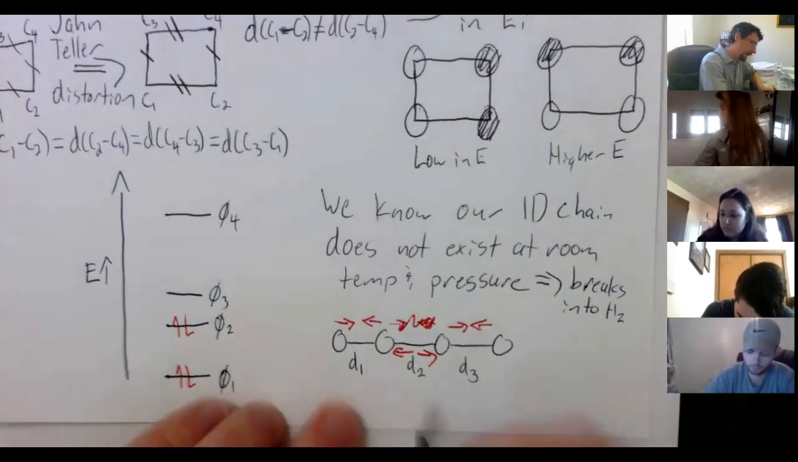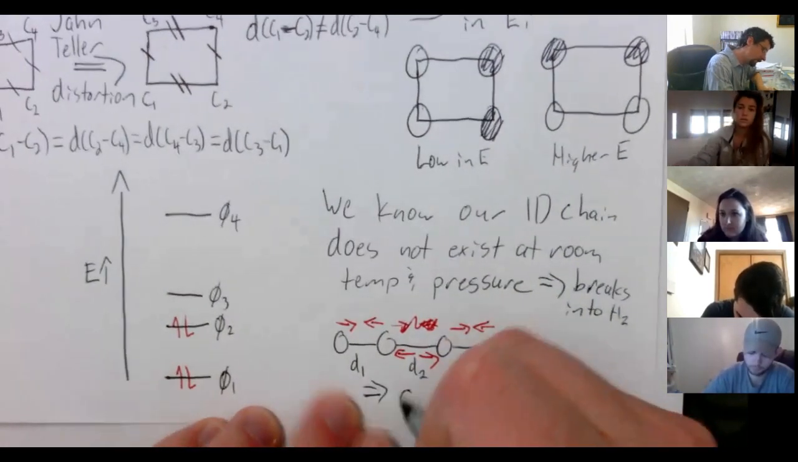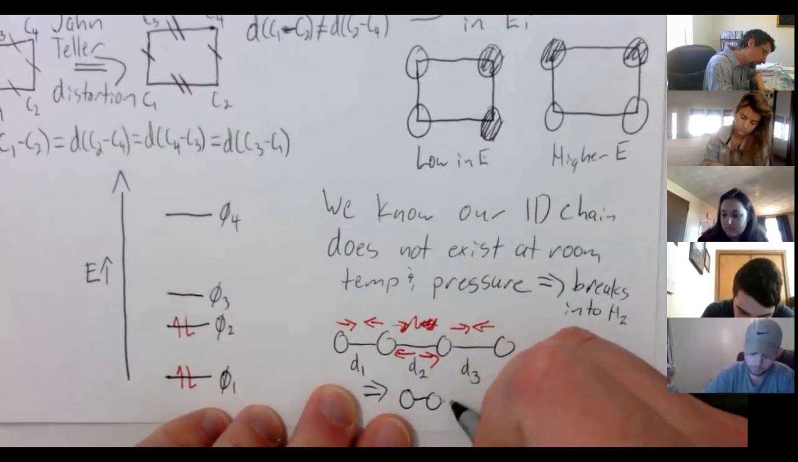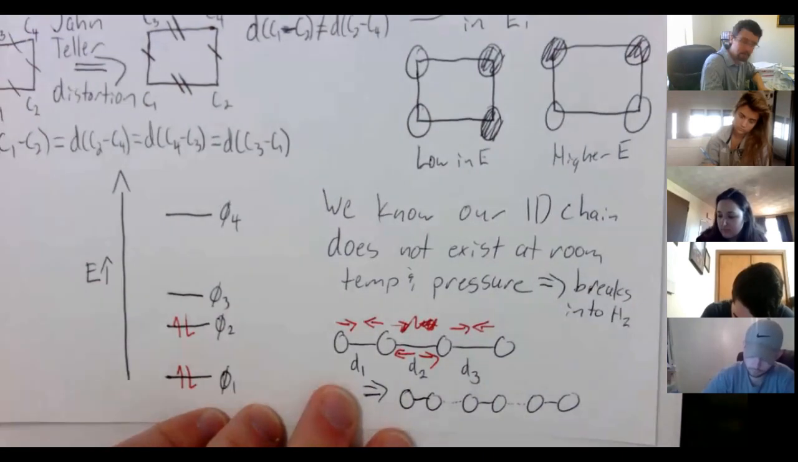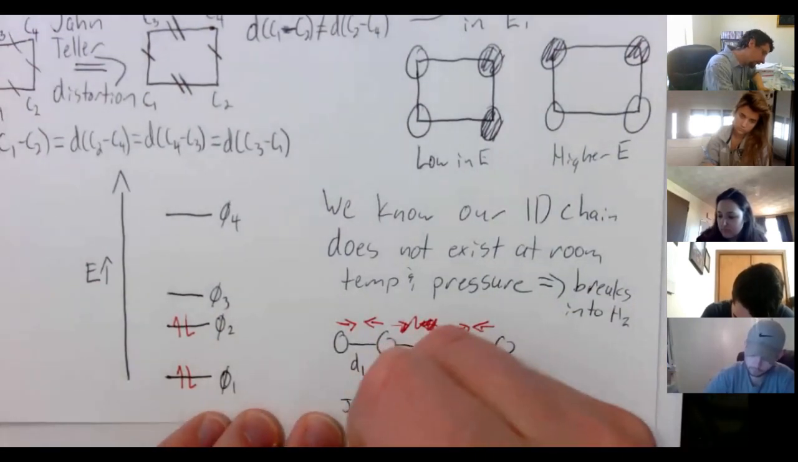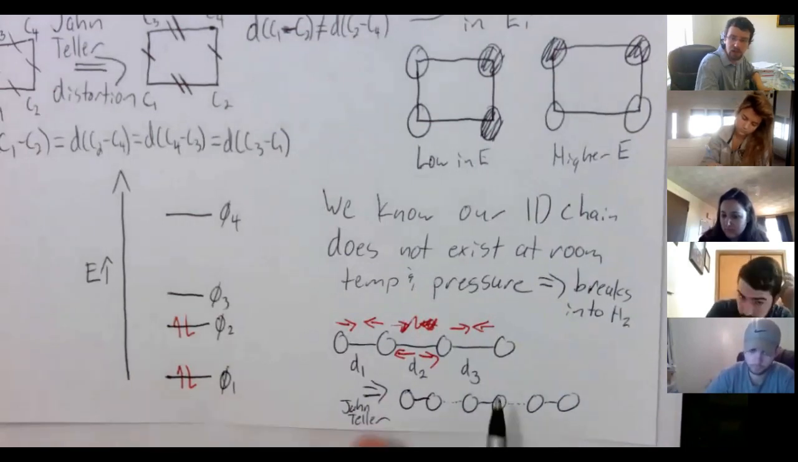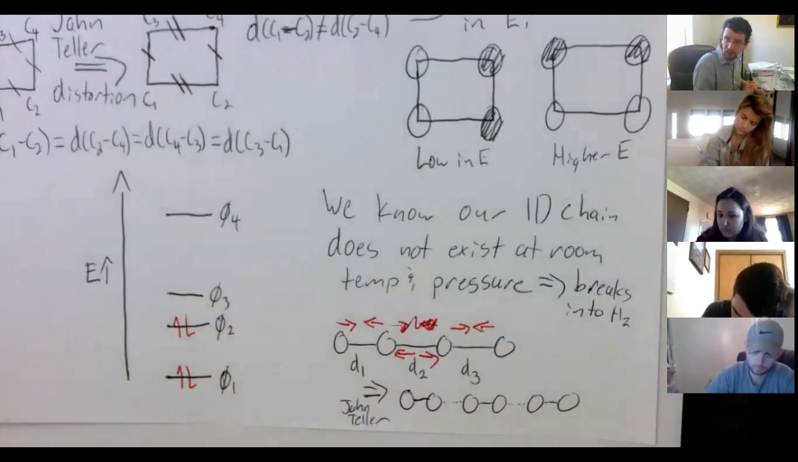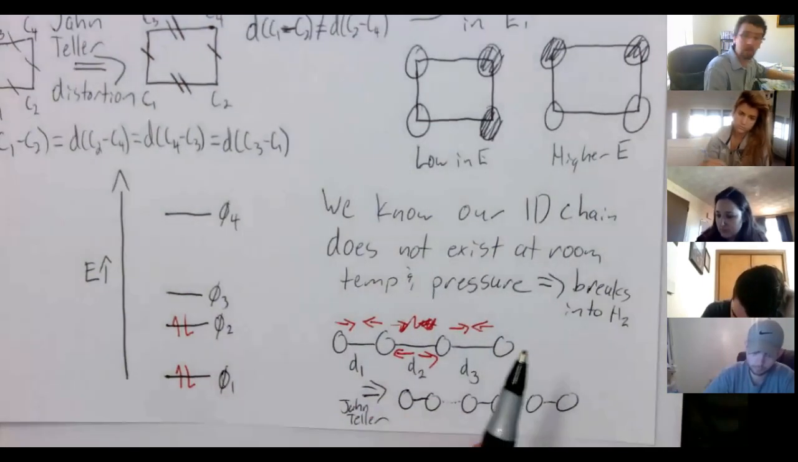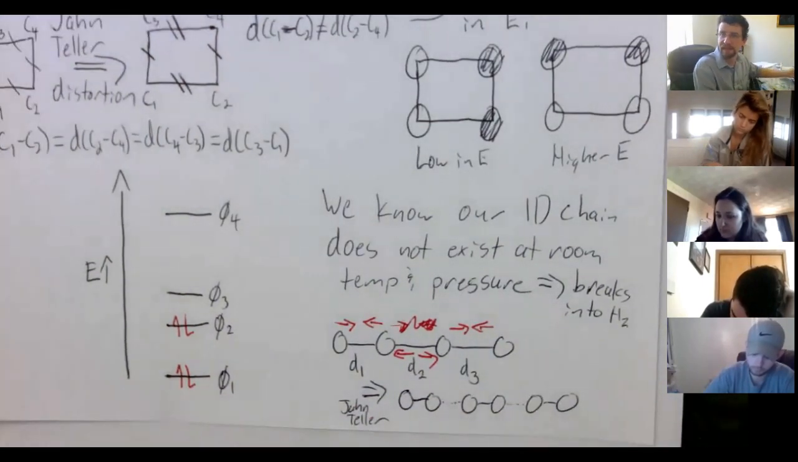And what's going to happen after the distortion? We're going to get a system that looks like this. So we have that Jahn-Teller distortion, and it's going to break these apart. It's going to make them no longer equivalent. Let's see what impact that has on the band structure.